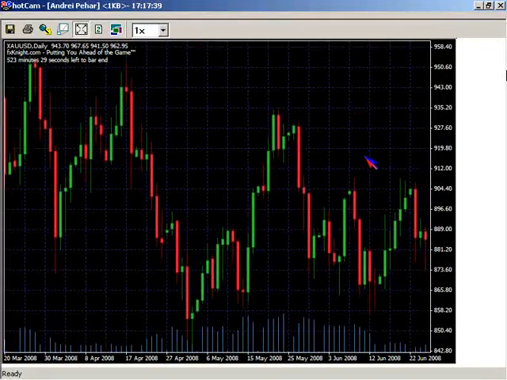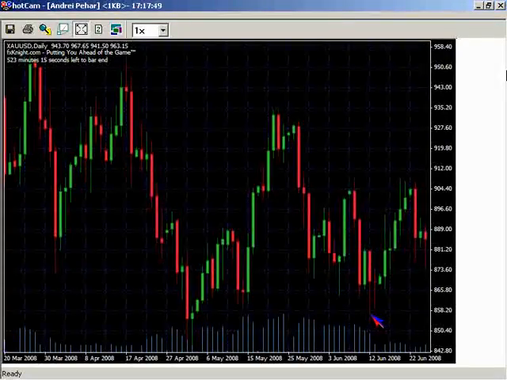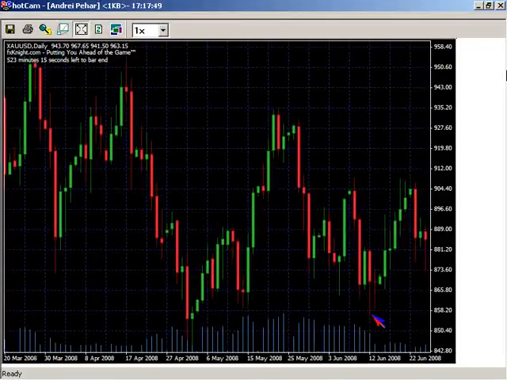Let me describe the sort of situation where you might want to use a Fib first of all. Take a look at the rightmost edge of the chart. You'll notice that price came down, made a new low. Look at where the wicks come to an end down here. Then price started moving up, formed a high right about here. I think that's the tallest of the wicks. Okay, and then started to move back down.